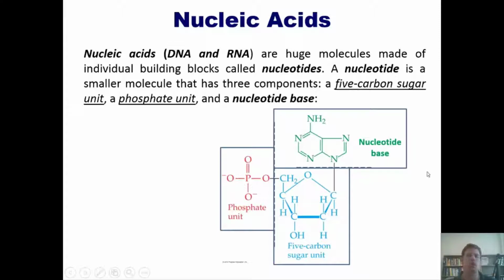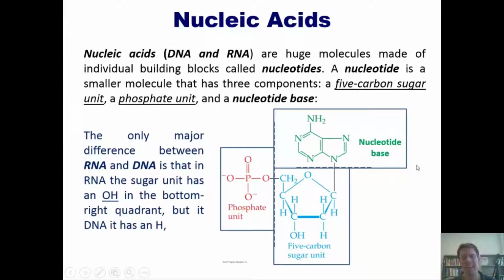So the only major difference between RNA and DNA is that in RNA, the sugar unit has an OH right here at this position, while in DNA it has a hydrogen. Hence the D in DNA stands for deoxyribo, whereas in RNA it's just ribo. So you take away the oxy at this position, you have DNA, you leave the oxy or the OH group here, you have RNA. Got it? Okay, let's go on then.